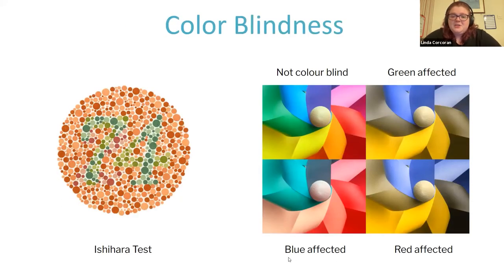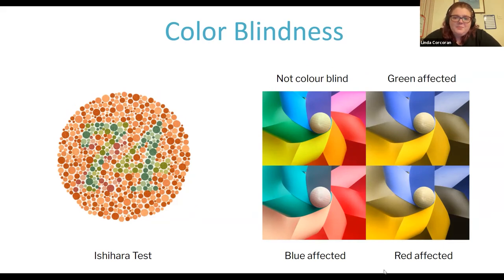Okay, so we're going to talk about colorblindness. Colorblindness is something that some people may be familiar with. It's getting more popular as an accessibility measure that people are aware of. There are a whole bunch of different types of colorblindness. But the thing is, color is a spectrum.